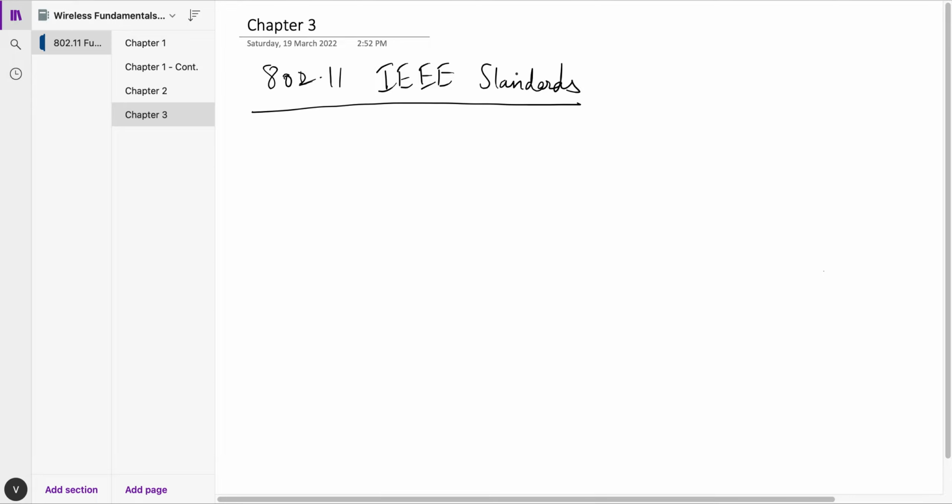In this chapter, we will cover some basic 802.11 IEEE standards. Okay, so just like wired is denoted by 802.3, wireless is denoted by 802.11.